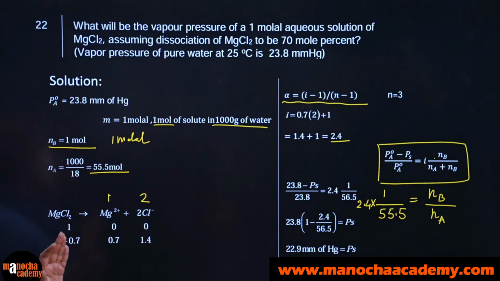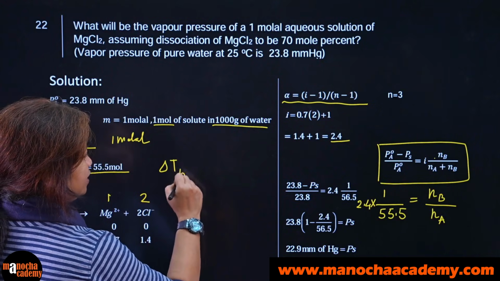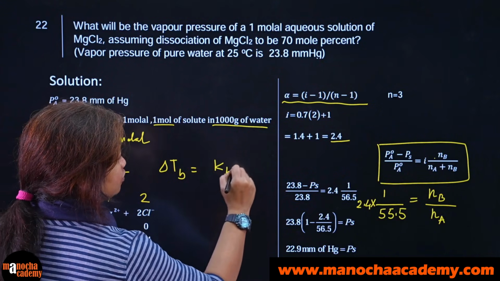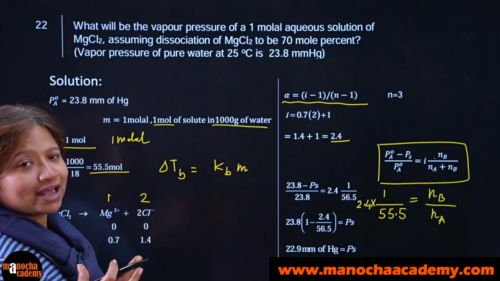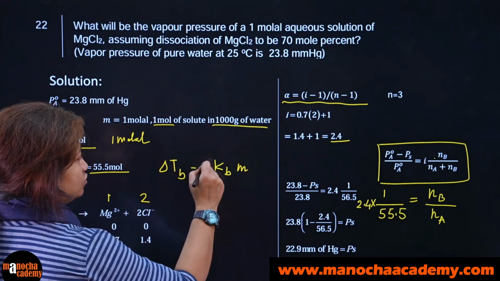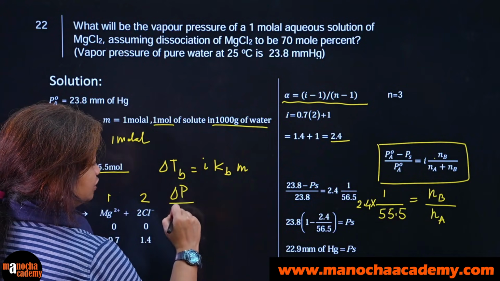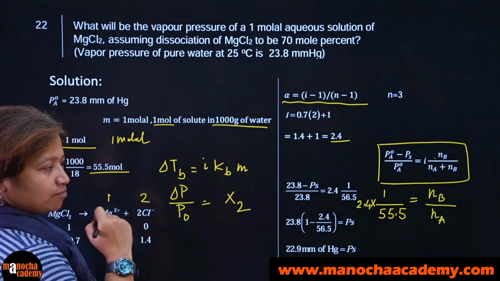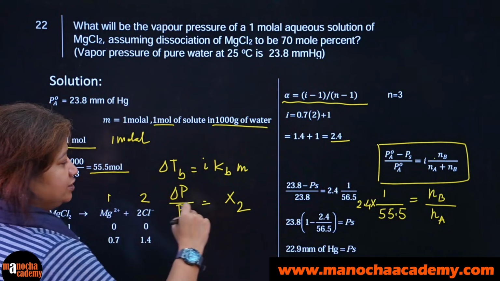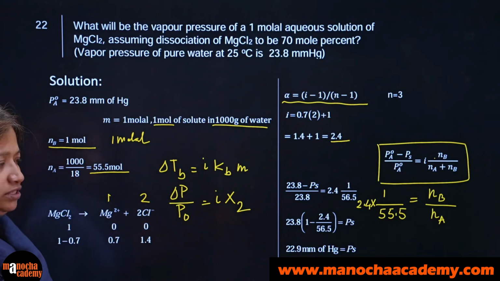Only we have to remember that the i factor is important here. Whatever we do, like if we do delta Tb, we do Kb into m. But for electrolytes or for molecules that associate, for that we use an i factor. Similarly, delta P by P0 we write as mole fraction of the solute. But if it's an i factor here, we multiply with the i factor. Like that, we have to use this concept.